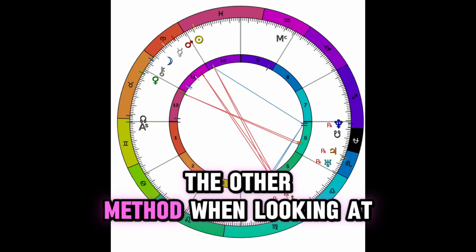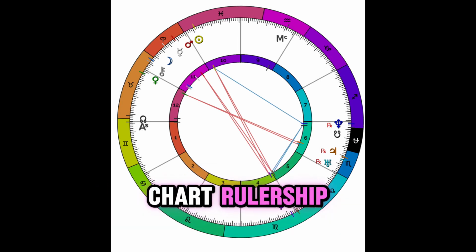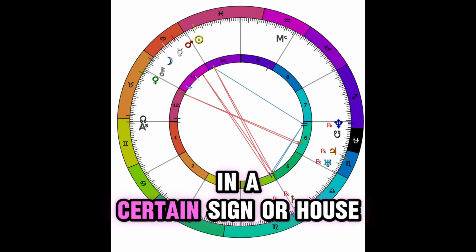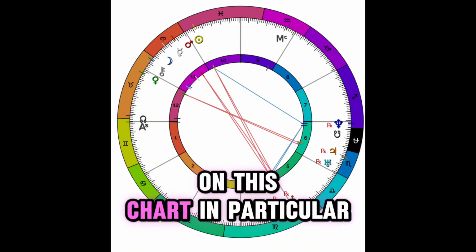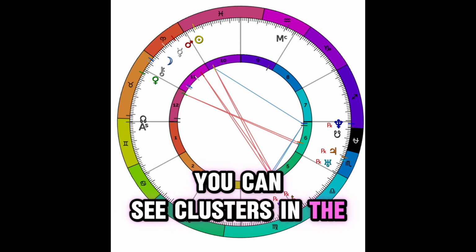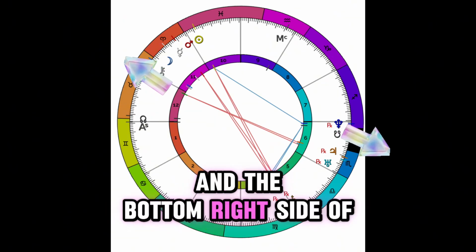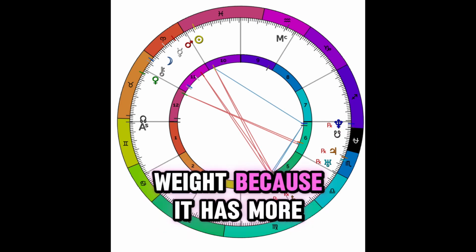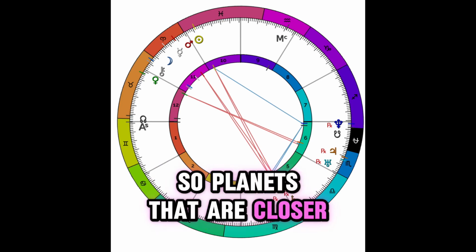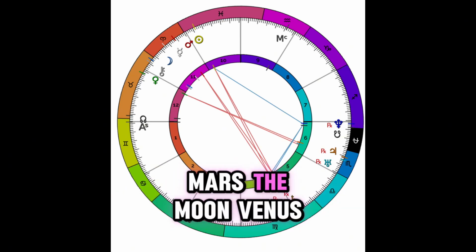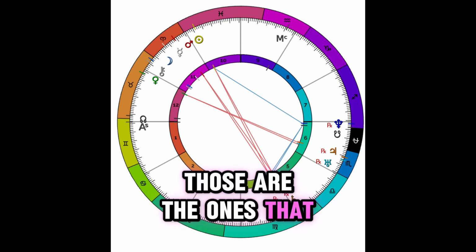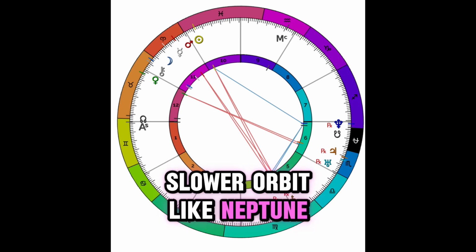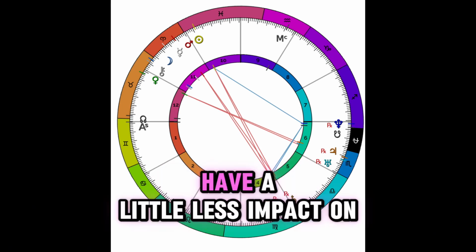The other method when looking at chart rulership has to do with stelliums, or a lot of activity in a certain sign or house. On this chart in particular, you can see clusters in the top left and the bottom right side of the chart. In this case, the top right has more weight because it has more personal planets, so planets that are closer to the sun, like Mercury, Venus, Mars, the moon. Planets with a longer or slower orbit, like Neptune, Pluto, Uranus, and so on, have a little less impact on the chart.